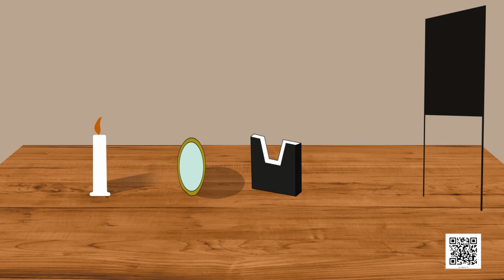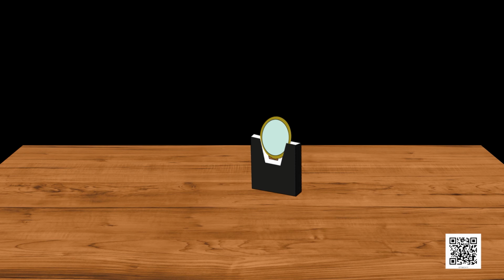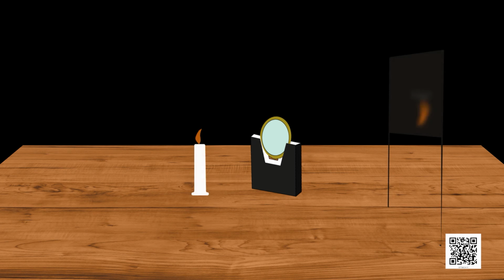Place a convex lens on a lens stand in a dark room. And now place a lighted candle in front of convex lens at different places and try to get an image of candle. Children, you can see that as the candle moves away from the lens, we get a sharp image of the flame on the screen.